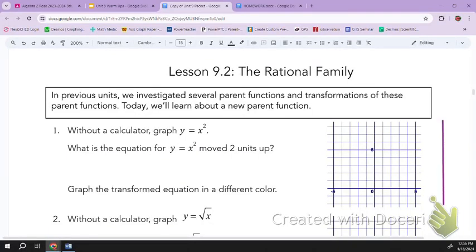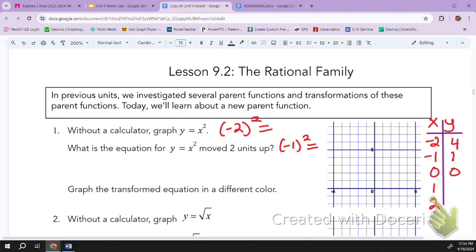So remember, if you're not quite sure where this graph comes from, let's try a negative value and some positive values. I'm just putting them into the function. Negative 2 squared is 4. Negative 1 squared is 1. 0 squared is 0. And then we're at 1, 4. So we're going to graph these points.